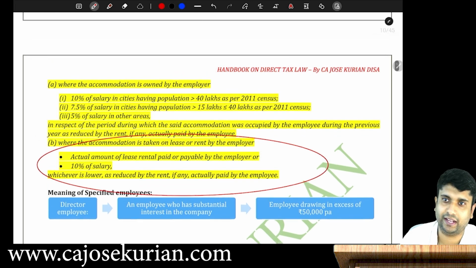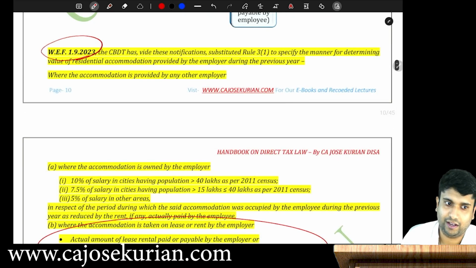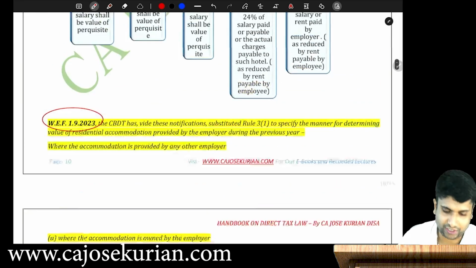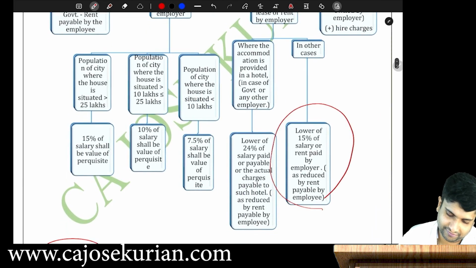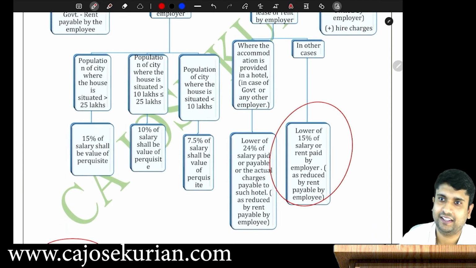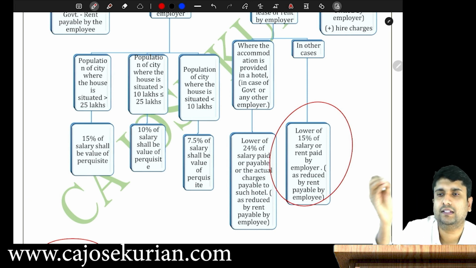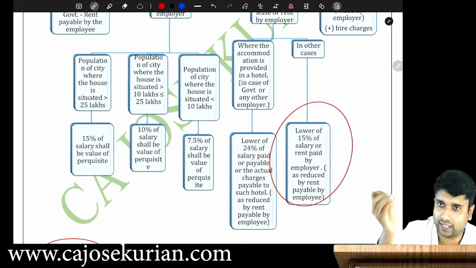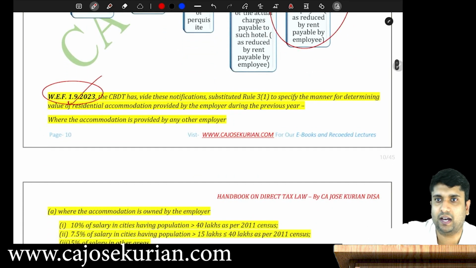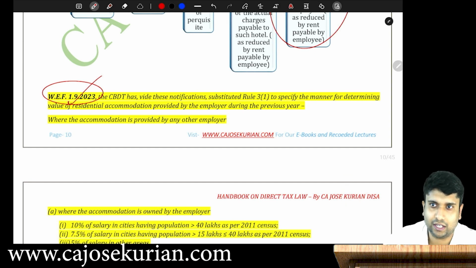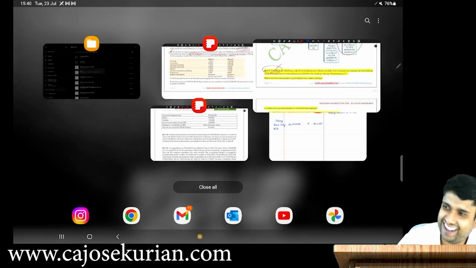அது with effect from when? 1st September 23 இல்லையா? Now அதுக்கப்புறம் main charted, அதுக்கப்புறம் இது படி. அதில் என்ன இருக்கு? Lower of 15% of the salary paid or rent payable by the employer. Combined interpret பண்ணினா என்ன பண்ணணும்? From 1st April till 31st August 15%. With effect from 1st September 23 till 31st March 24 10%. புரிஞ்சுதா? Yes. இது படிக்கணும், okay?